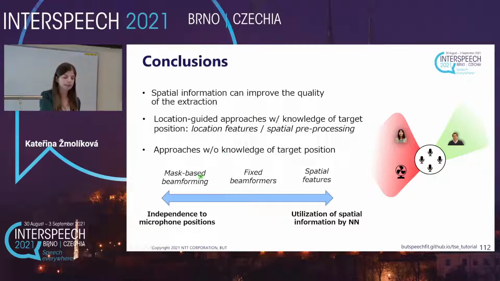These different methods basically differ in how much the neural network uses the spatial information. When we use spatial features, we directly input the spatial information to the neural network, which has the disadvantage that the neural network can overfit on the particular microphone array or particular positions of the target speaker. On the other hand, in simple mask-based beamforming, the neural network works on a single channel only. So the neural network itself doesn't use any kind of spatial information, so it is independent of the microphone array, but can perform a bit worse because it is not making use of the spatial information. And then the fixed beamformers with subsequent selection are somewhere in between in this regard.